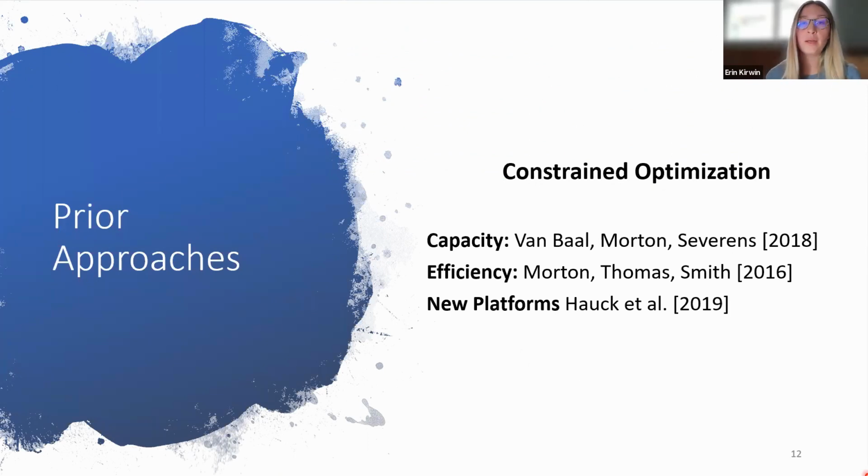So mathematical programming or constrained optimization has been used in the past to articulate a lot of approaches that are quite a bit like the diagonal approach. So I identified three key prior developments that use math programming.